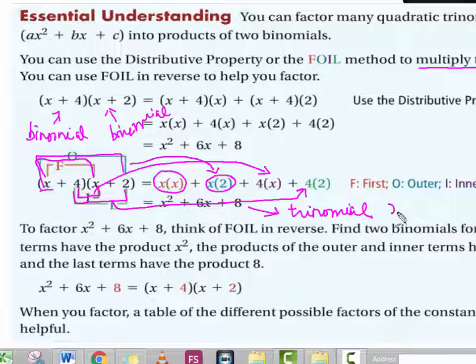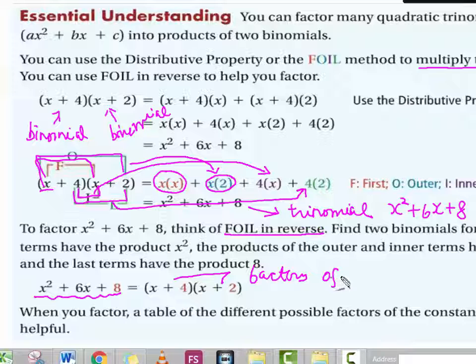which in this case is x squared plus 6x plus 8. So factoring is FOIL in reverse. It means you try to find two binomials which multiplied by each other will give you this trinomial. So these two are the factors of x squared plus 6x plus 8. This is what we call factoring.